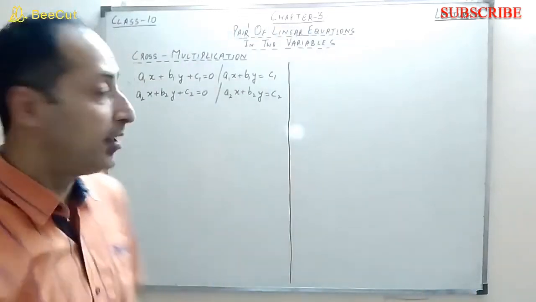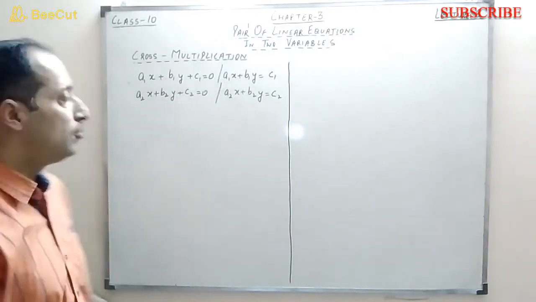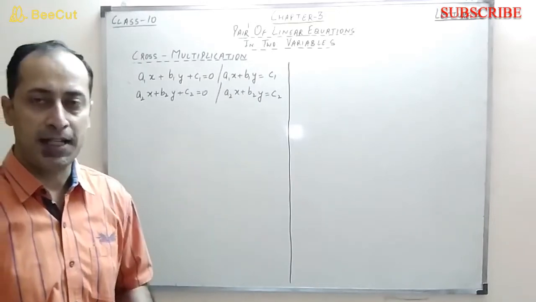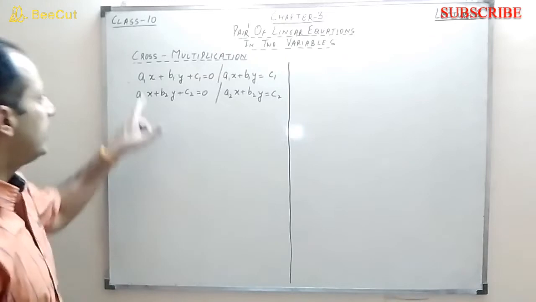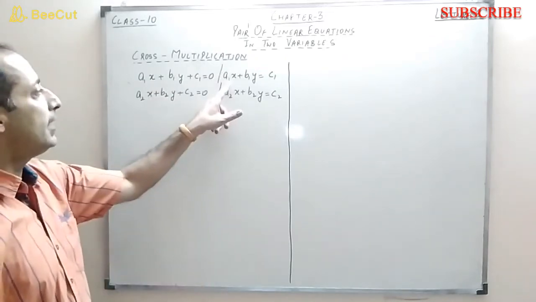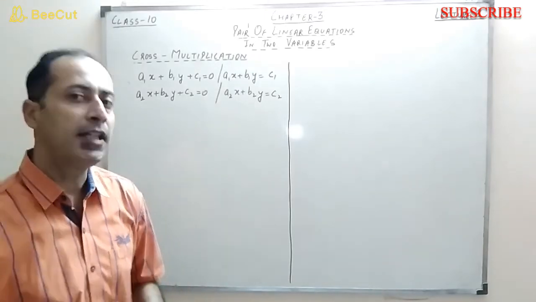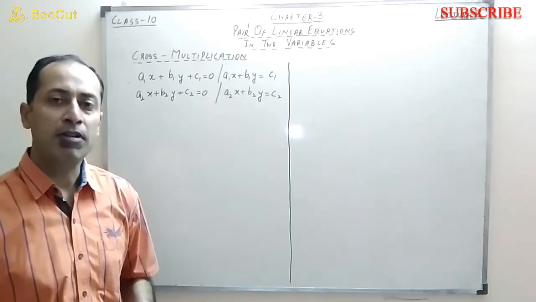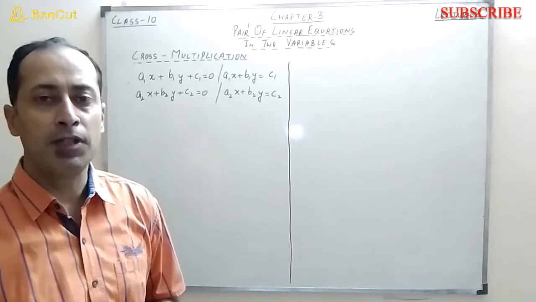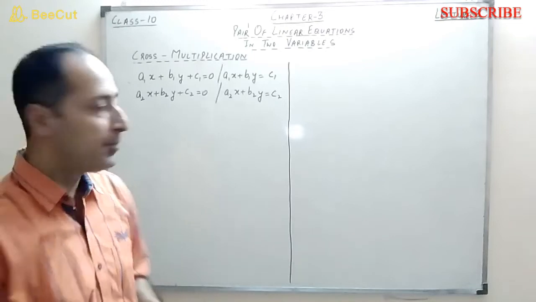On the board I have written two equations in the general form, and I have written them in two ways. One way is a1x plus b1y plus c1 equals 0, and the other is a1x plus b1y equals c1. So there are two ways: either you can keep the constant on one side, or on the other side. What will matter, you will come to know as I explain the method.